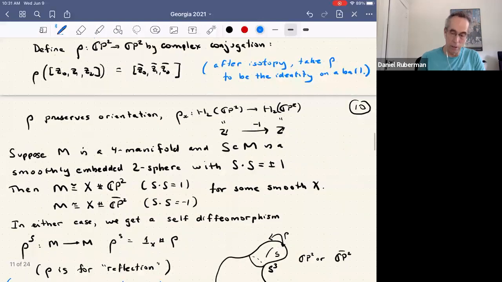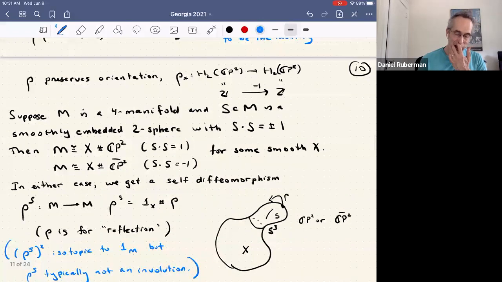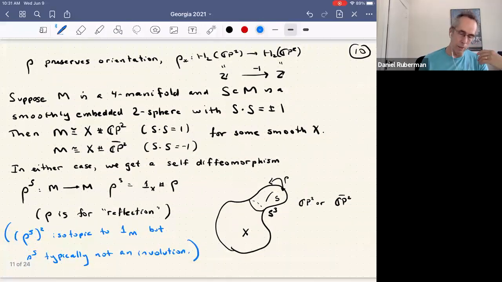Okay, so as I say, it preserves the orientation. It's easy to check that it's multiplication by -1 on homology. That, of course, is not affected by the isotopy. Well, okay, so that's on CP2, but there's a standard device for transporting that diffeomorphism to live on any four manifold, so long as that manifold has an embedded sphere. So suppose you have a four manifold and an embedded sphere with self-intersection plus or -1. If the self-intersection is +1, you can write that manifold as some other manifold connect sum CP2, and if the self-intersection is -1, then you're writing it as some other manifold X connect sum CP2 bar.